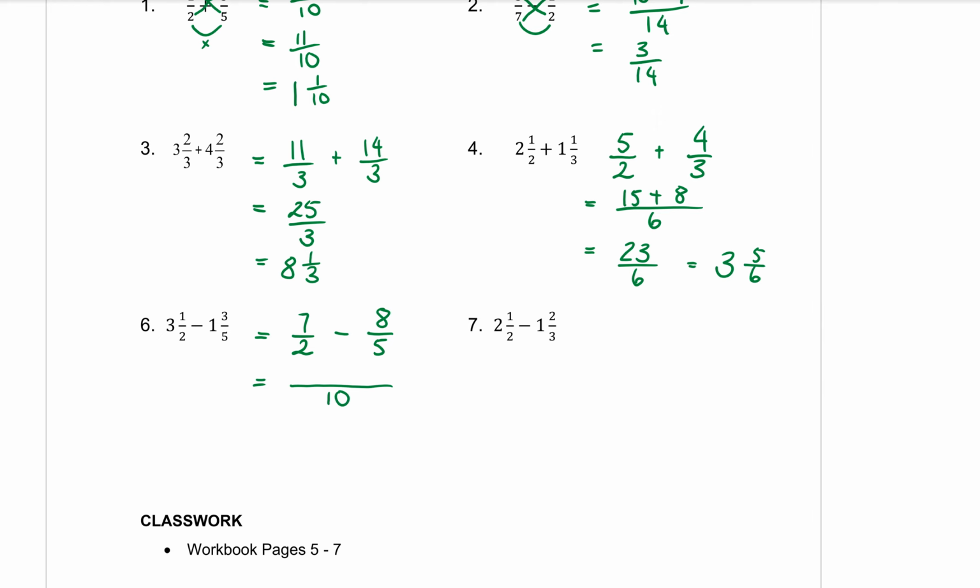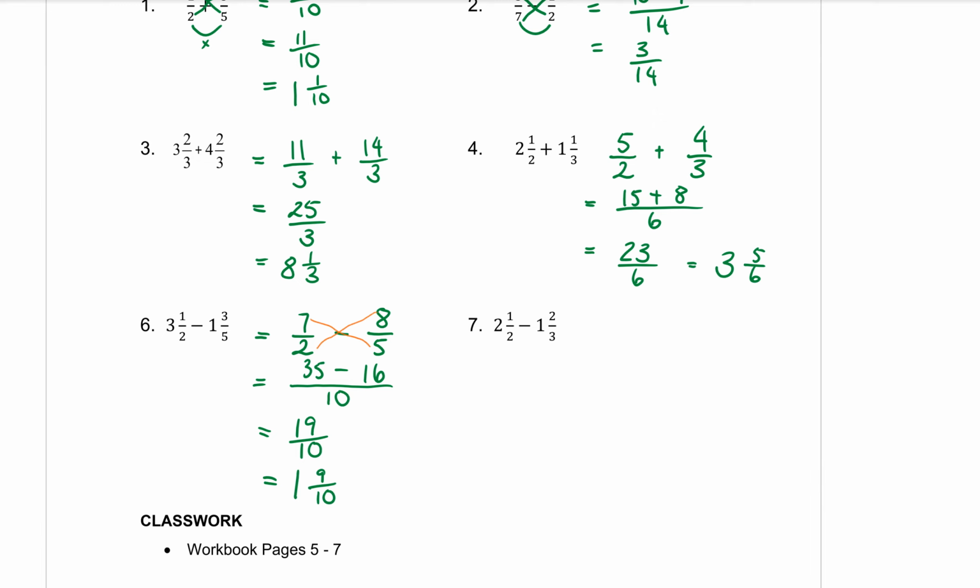To work out the numbers that have to go on the top, I'm timesing diagonally. I do 7 times 5, which gives me 35 for the first number, minus, and then I times the other way. I go 8 times 2, which is 16. Then subtract. 35 take away 16 is 19 over 10. It's an improper fraction, so turn it into a mixed numeral. 19 divides by 10, it goes exactly once, and there'd be a remainder of 9 out of 10.